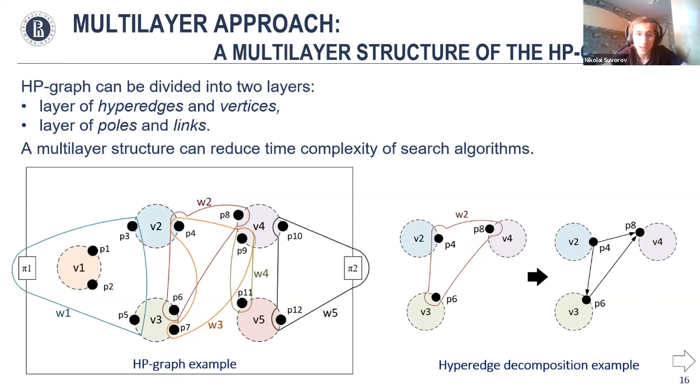The HP graph has a multi-layer structure which can be divided into two layers: the layer of hyperedges and vertices, and the layer of poles and links, the elements of which are combined into the sets of the previous layer. A multi-layer structure can reduce the time complexity of search operations. The number of operations can be reduced due to the fact that the first search and matching is performed on the layer of vertices and hyperedges. And if a subgraph with the desired characteristics is found, the algorithm moves to a more detailed level where the comparison of the corresponding poles and links is performed.